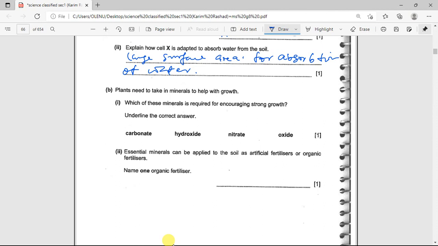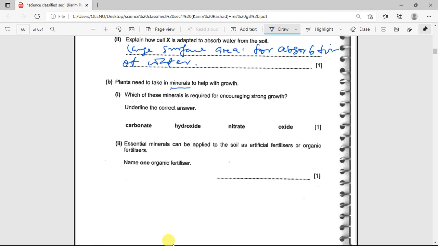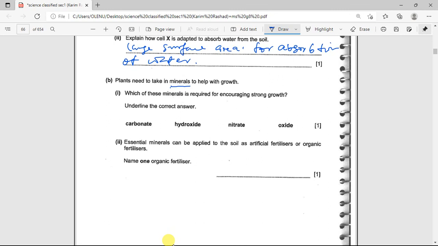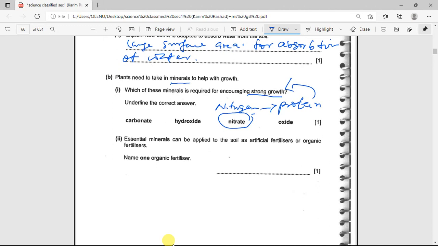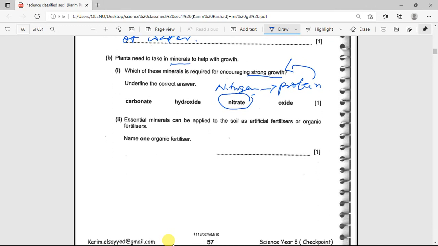Now, plants need to take in minerals to help with growth. Which of these minerals is required for encouraging strong growth? Underline. Now, for strong growth is nitrate. Why? Because nitrate contains nitrogen, which is an essential part needed to make proteins. And the function of protein is for growth and tissue repairs. Now, essential minerals can be applied to the soil as artificial fertilizers or organic fertilizers. Name one form of organic fertilizer. You can have compost.